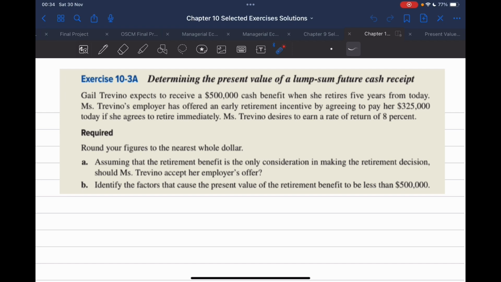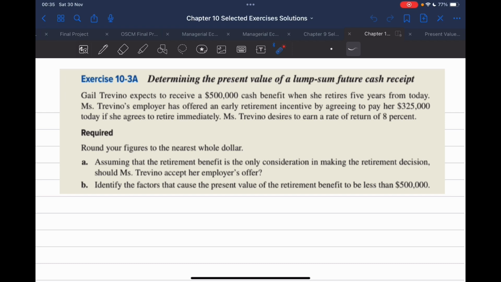It says, Gail Trevino expects to receive a $500,000 cash benefit when she retires 5 years from today. Ms. Trevino's employer has offered an early retirement incentive by agreeing to pay her $325,000 today if she agrees to retire immediately. Ms. Trevino desires to earn a rate of return of 8%. So what's required here? A, assuming that the retirement benefits is the only consideration in making the retirement decision, should Ms. Trevino accept her employer's offer?